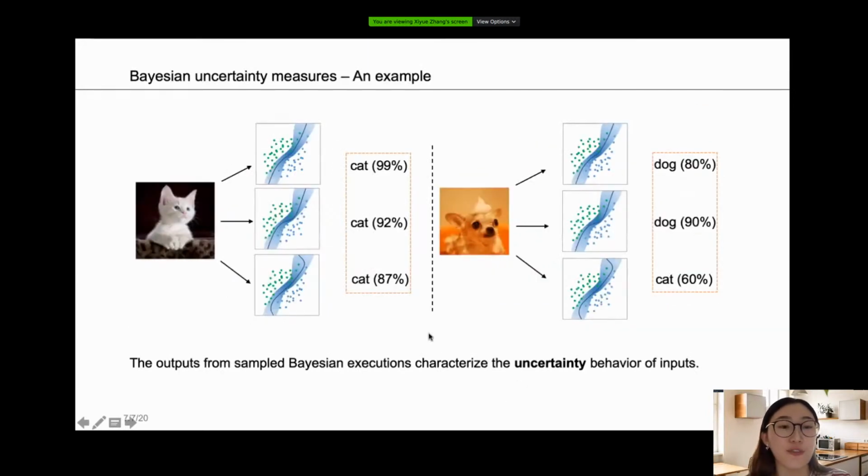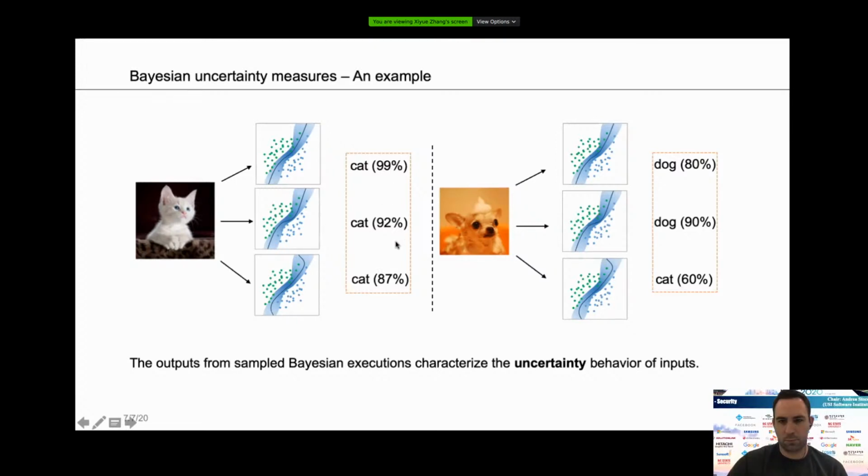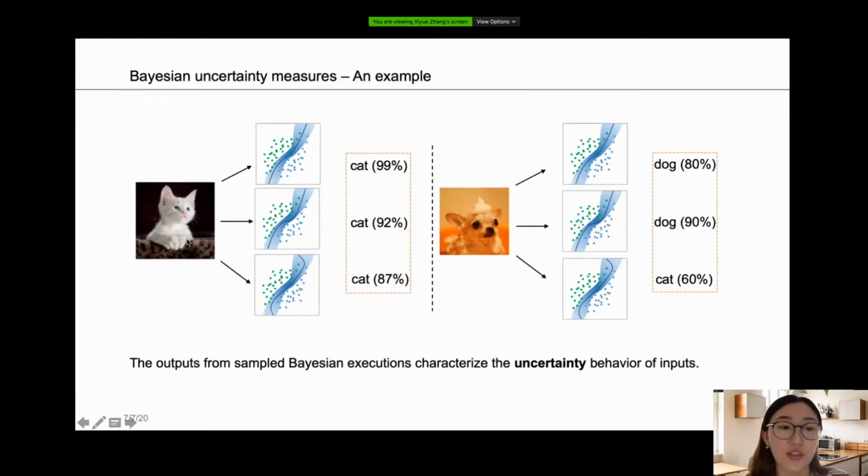For example, if we sample 3 times from the distribution, when we feed the input image cat to the sampled models, the outputs demonstrate 3 cats with high probability values. This indicates low uncertainty toward the input image cat. When we feed the dog image to the sampled models, the outputs demonstrate 2 dogs and a cat. The higher variation in the outputs demonstrates higher uncertainty towards the input image.